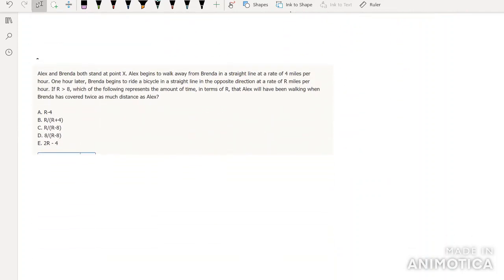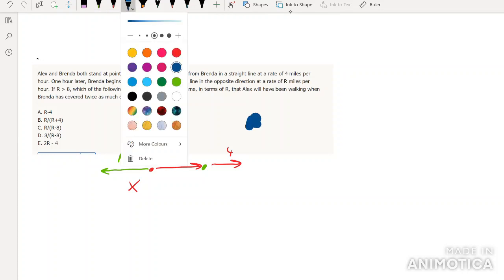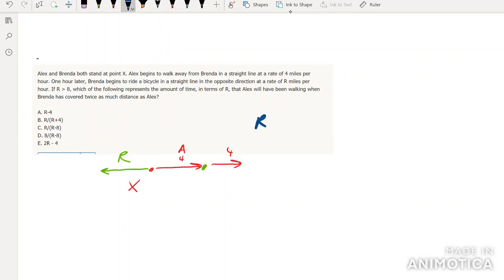Alex and Brenda both stand at point X. Alex begins to walk away from Brenda in a straight line at a rate of 4 miles per hour. Okay, so they're both at X. A is going that way at 4. 1 hour later, A is here, and that is actually four miles away. Brenda begins to ride a bicycle in a straight line in the opposite direction at a rate of R miles per hour. Okay, so that's now going that way at R, and this guy's still going that way at 4. So the relative velocity yet again is now going to be R plus 4.